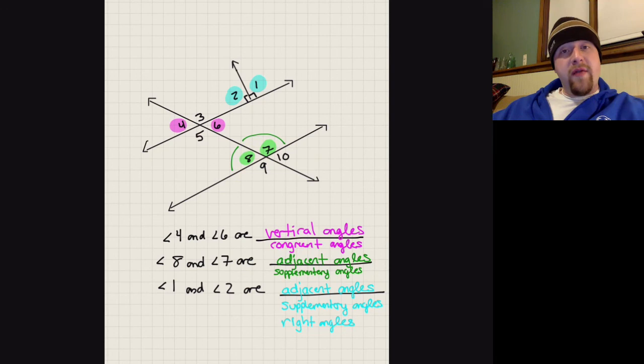So 4 and 6 are vertical and congruent. 8 and 7 are adjacent and supplementary. 1 and 2 are also adjacent and supplementary, but they're also right angles. And the only angle type that I did not show you in this diagram would be complementary angles, two angles that add up to 90 degrees. So that was probably the only thing I did not show you in this diagram. Okay? So this is how you would use this to help you. All right.